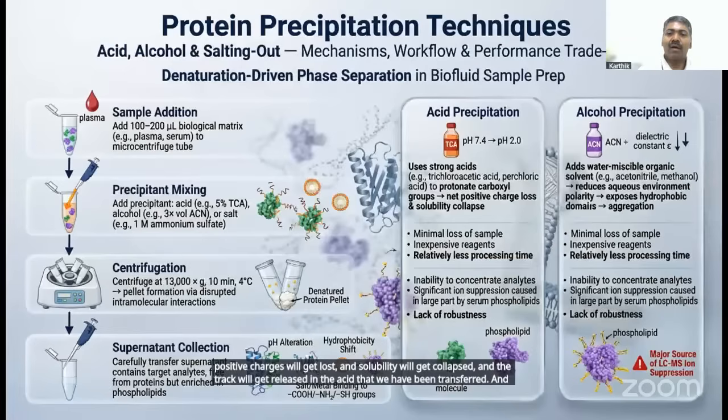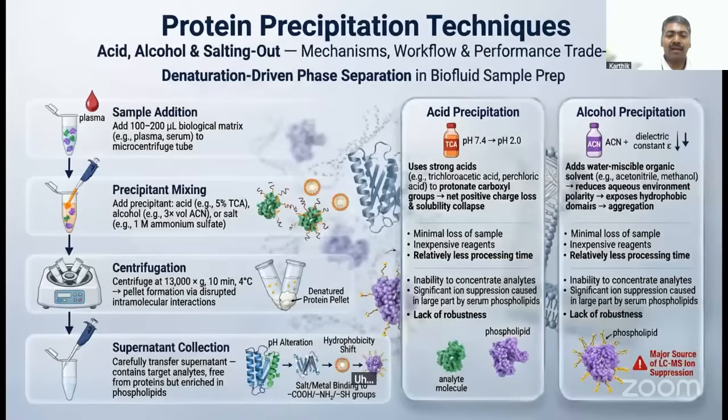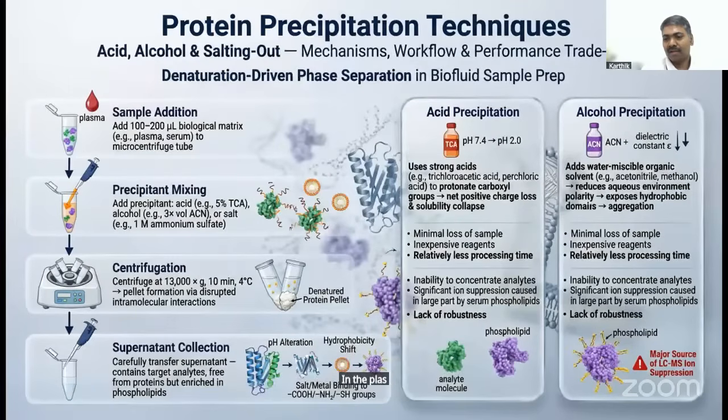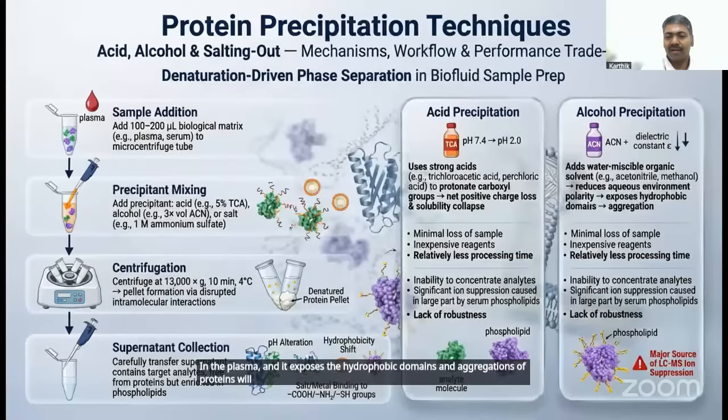In alcohol precipitation, we add an organic solvent, like acetonitrile and methanol, which are the two organic solvents regularly used for it. This alcohol reduces the polarity of the aqueous environment in the plasma and exposes the hydrophobic domains, aggregation of the proteins takes place, and the drug bound to the protein is released into the organic solvent that we have added.